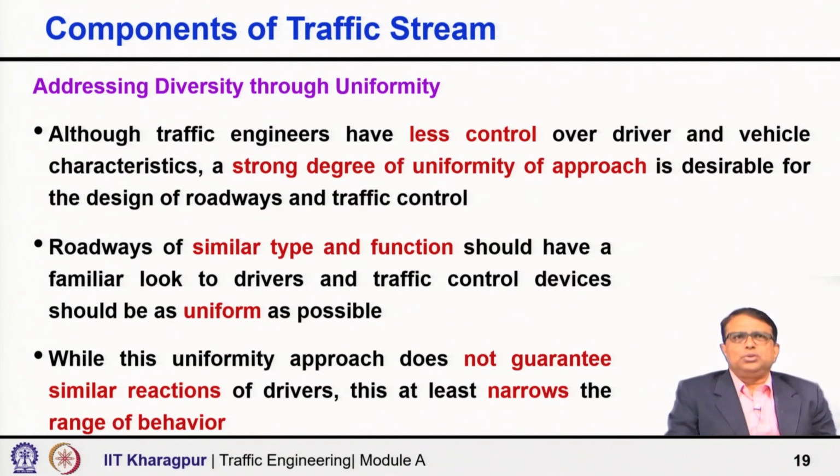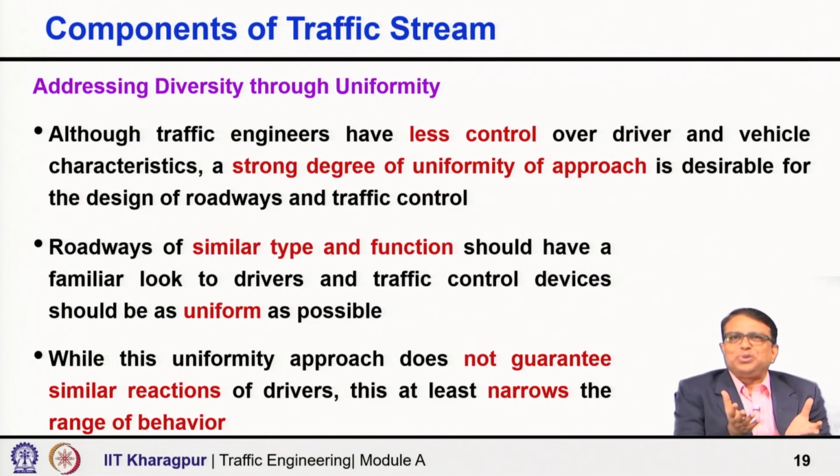So, what we do: although the traffic engineers have less control over driver and vehicle characteristics, we still need a strong degree of uniformity of approach, which is desirable. Every intersection is designed differently, everywhere the road looks different. So, just imagine how the driver will feel. So, although there is so much diversity, we still need some kind of uniformity in our design as far as possible, unless the requirements are very different, right.